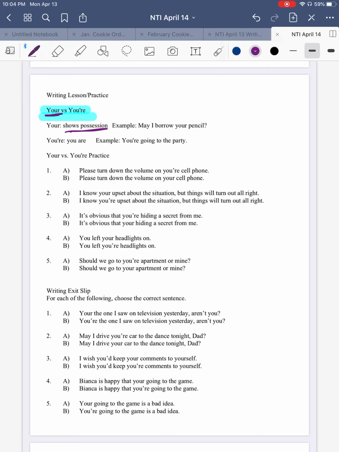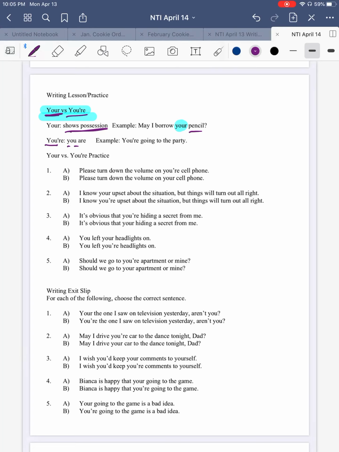The word "you're" is a contraction for "you are." You take two words, squish them together, and put an apostrophe. It's just a shorter way of saying "you are." You've got an example here: "May I borrow your pencil?" The correct form of "your" is used because this is showing possession. What do they have? They have the pencil.